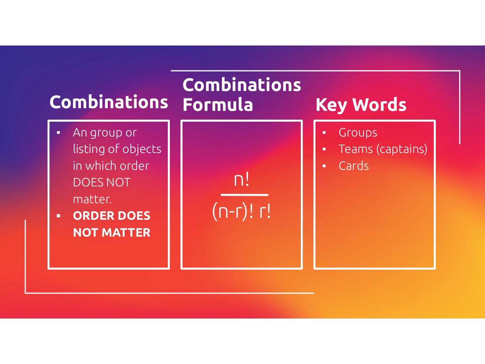Combinations, on the other hand, is a group or listing of things in which order does not matter. Okay, and you see your formula there: your total factorial divided by your total minus what you're choosing factorial, and then again you're choosing factorial.